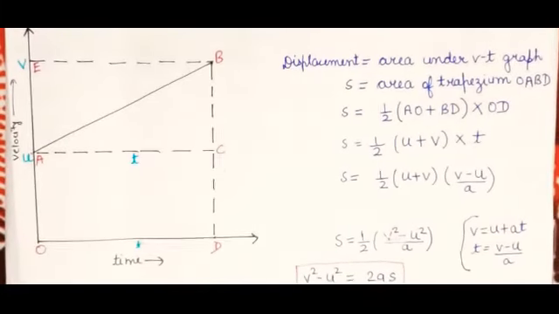So this was the derivation of the equations of motion by the graphical method. There are three equations of motion. Number 1, v is equal to u plus at. Number 2, s is equal to ut plus half at square. And number 3, v square minus u square is equal to 2as. Remember, it was the v-t graph, the velocity-time graph.